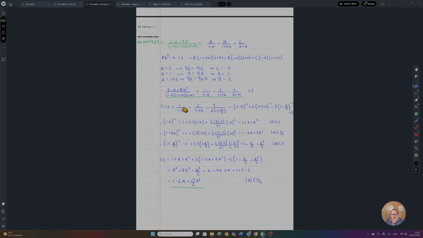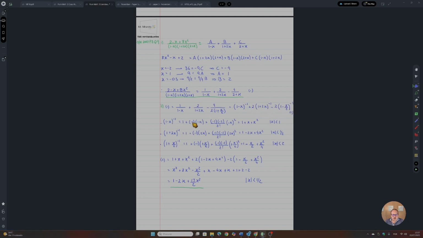So what is this? This is just 1 minus x to the power minus 1. This is 2 times 1 plus 2x to the power minus 1. And this is 4 over 2, open brackets, 1 plus x squared to the power minus 1. And 4 over 2 is 2. Okay? Now that you have this very ready to be expanded, just stop it and expand each one of them.